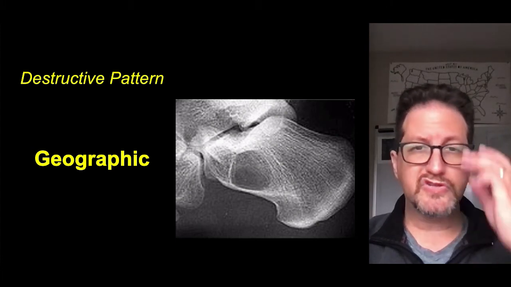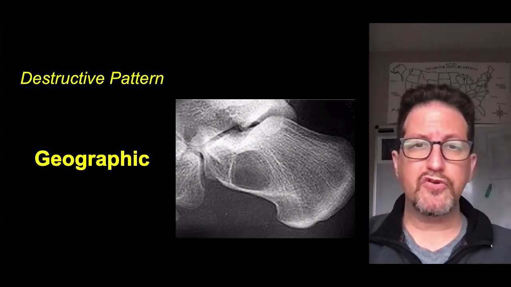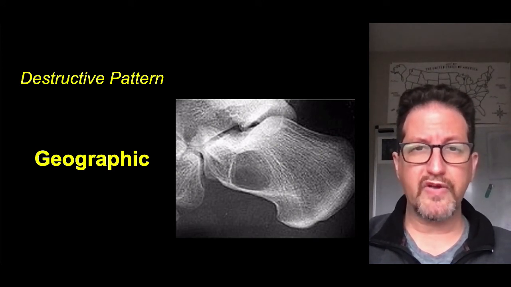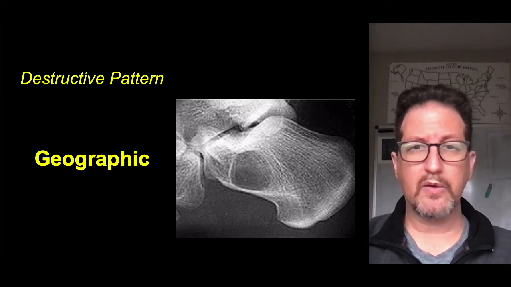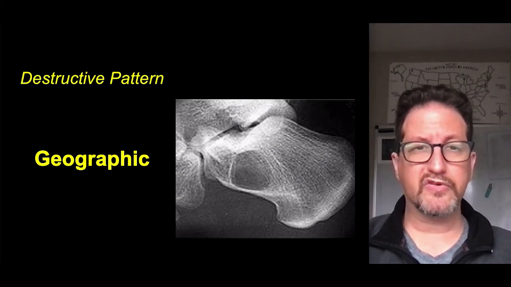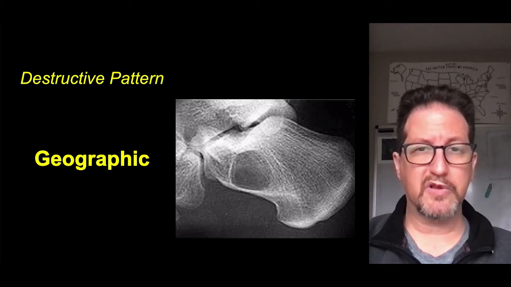Now we know it's geographic also because if you could take a pencil or your finger and outline exactly where the lesion is and where it ends, that's what really is going to make this a geographic lesion, again, more likely to be benign.